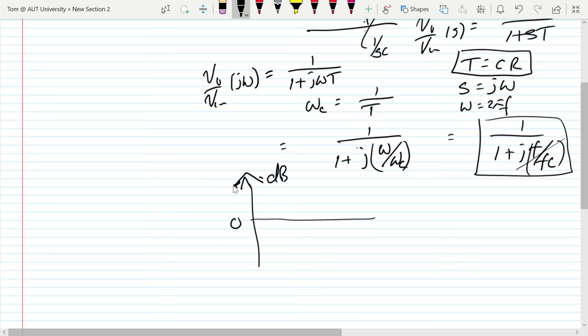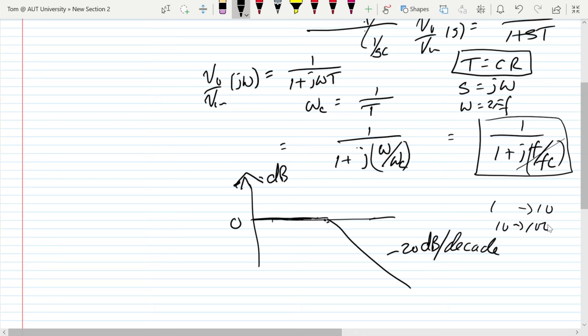at low frequencies. And asymptotically, the plot is flat, and then it goes down with a slope of minus 20 dB per decade. And you can work out a decade as a multiple of frequency of 10 times. So, for example, 1 hertz to 10 hertz, or 10 hertz to 100 hertz, that's a decade. Or you can do the same in radians. So that particular cutoff frequency is, in radians, 1 upon T.